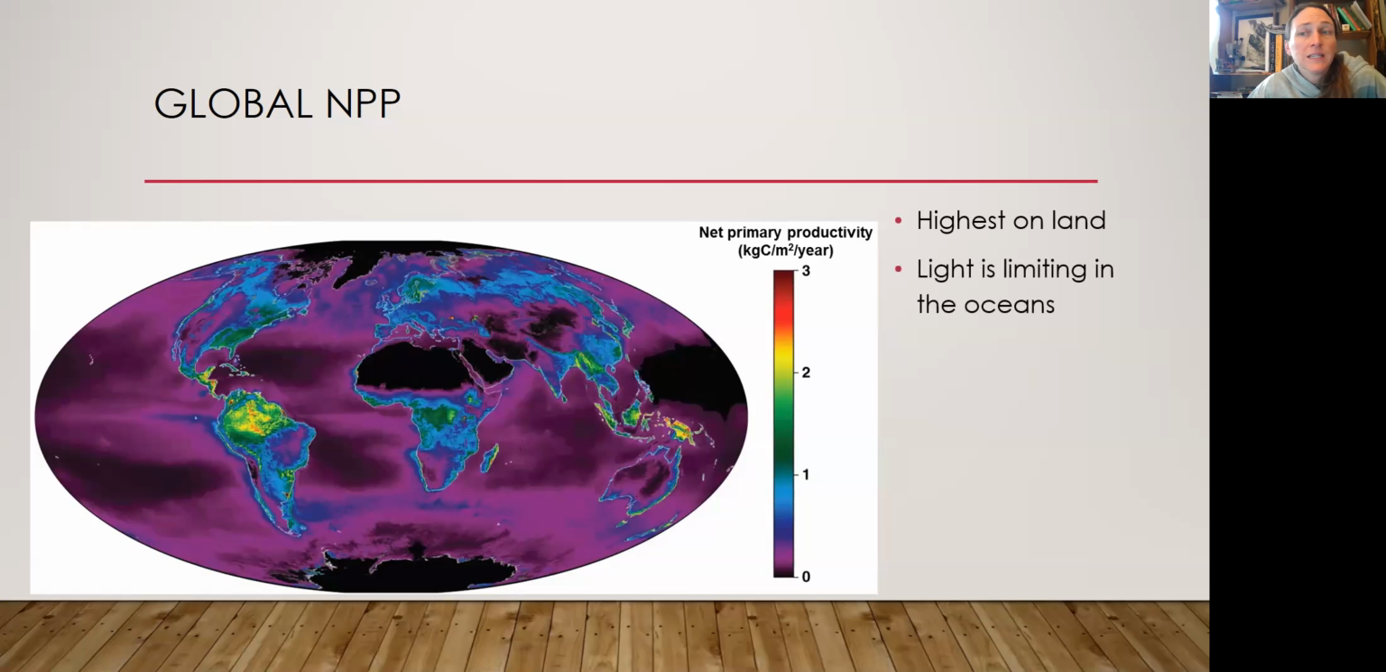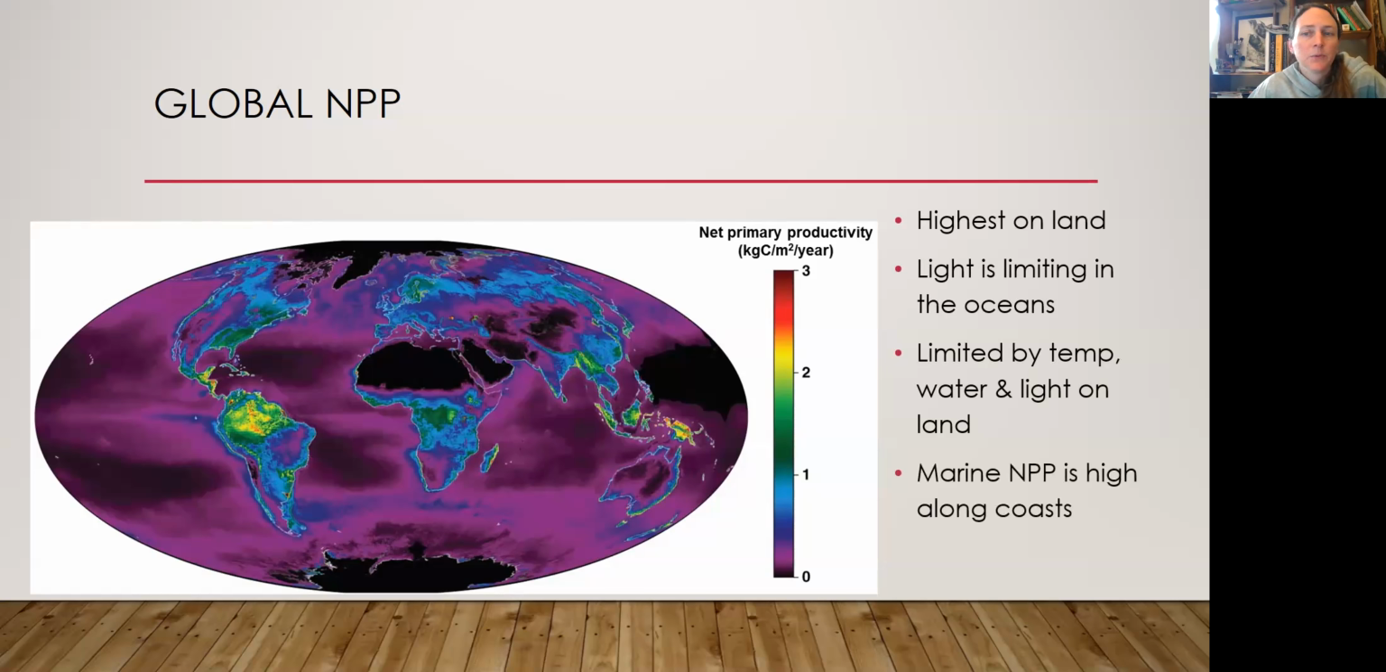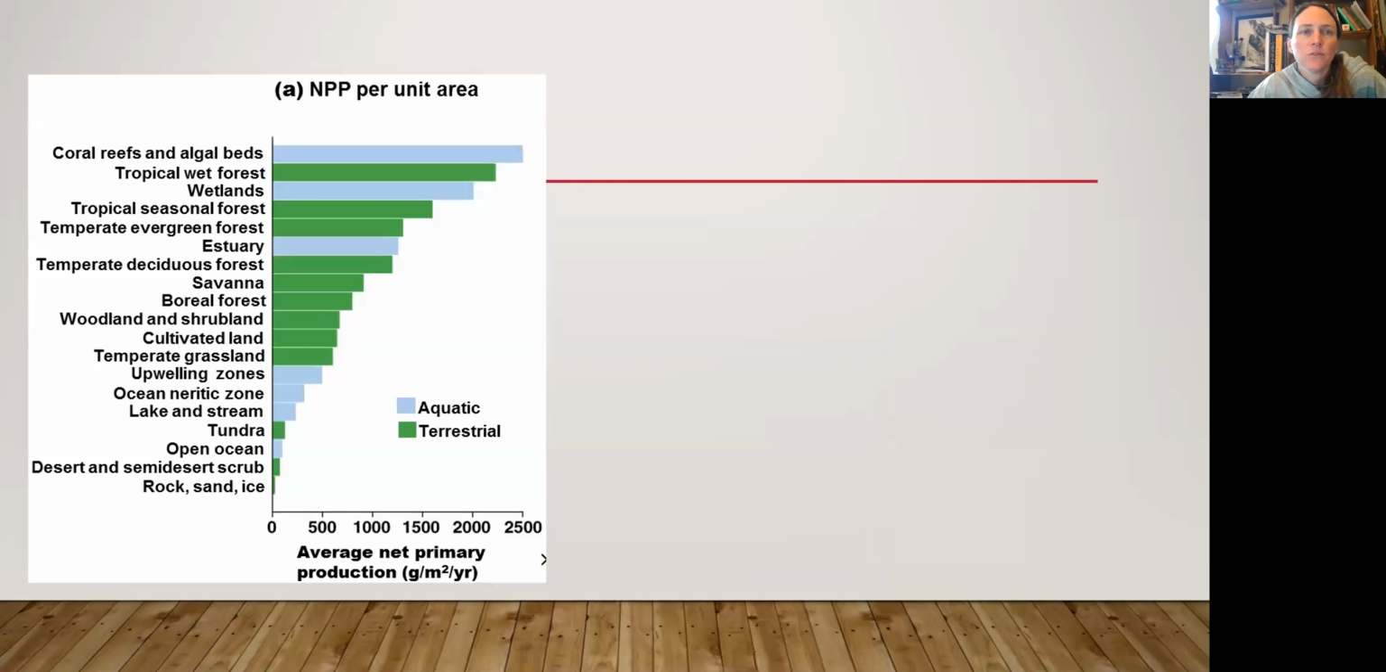So productivity is highest on land, and that's because light is limiting in the oceans, but it's also limited by temperature, water, and light on land. Marine net primary productivity is highest along the coasts where you get nutrients coming in from rivers.